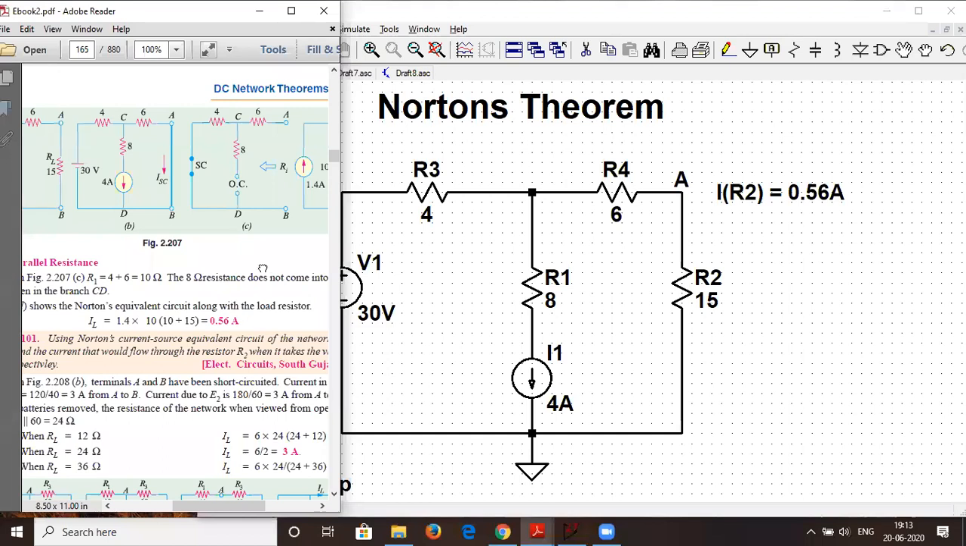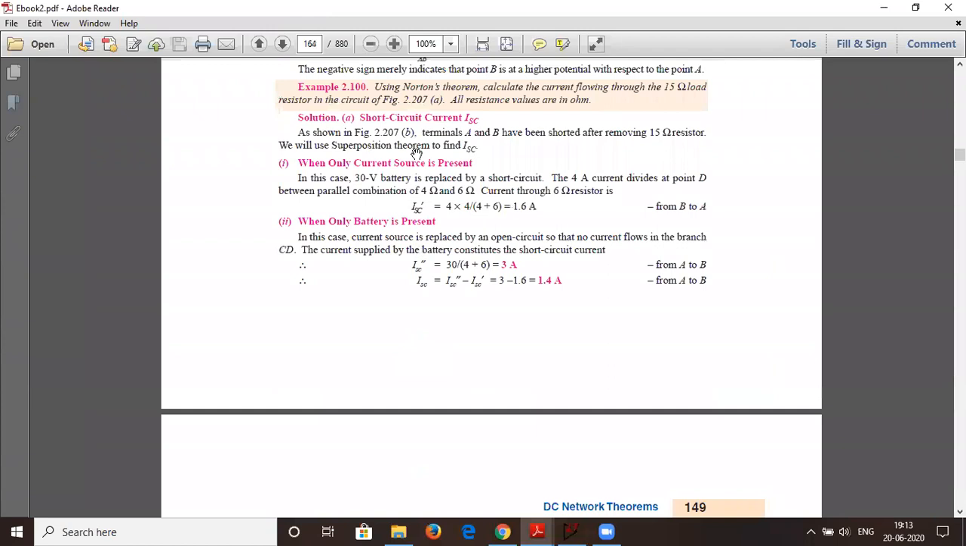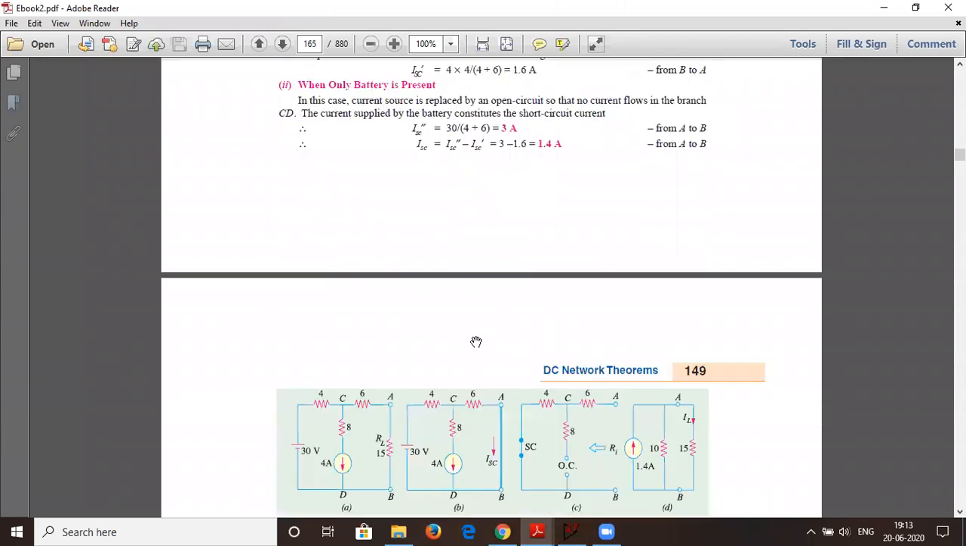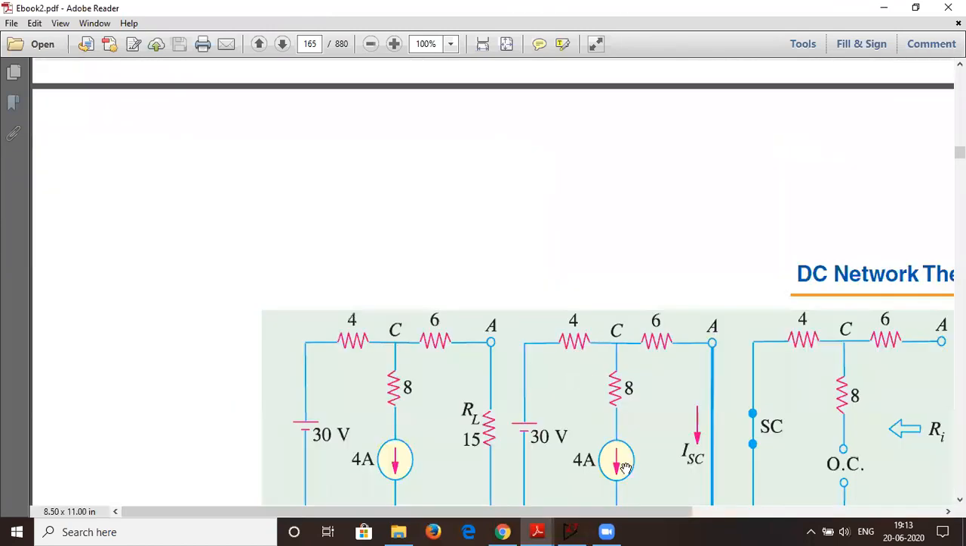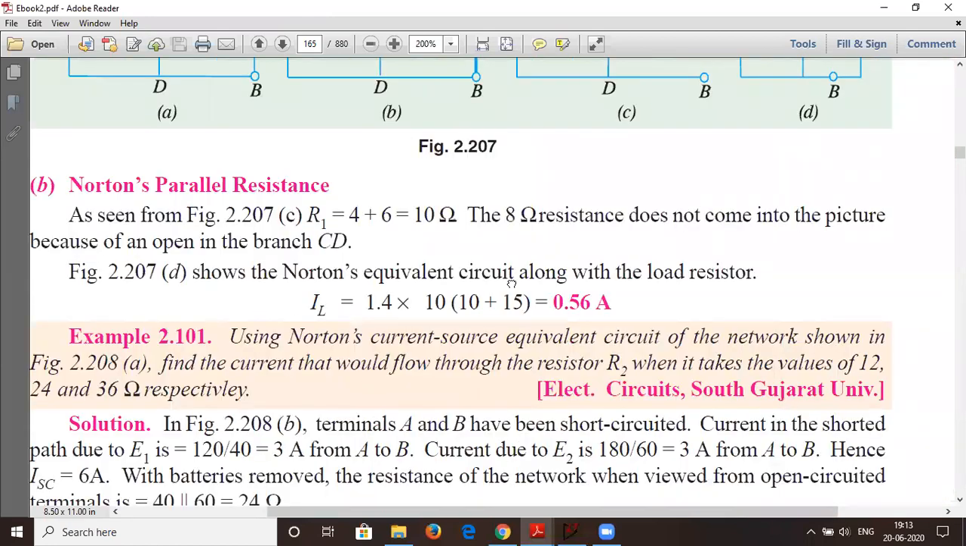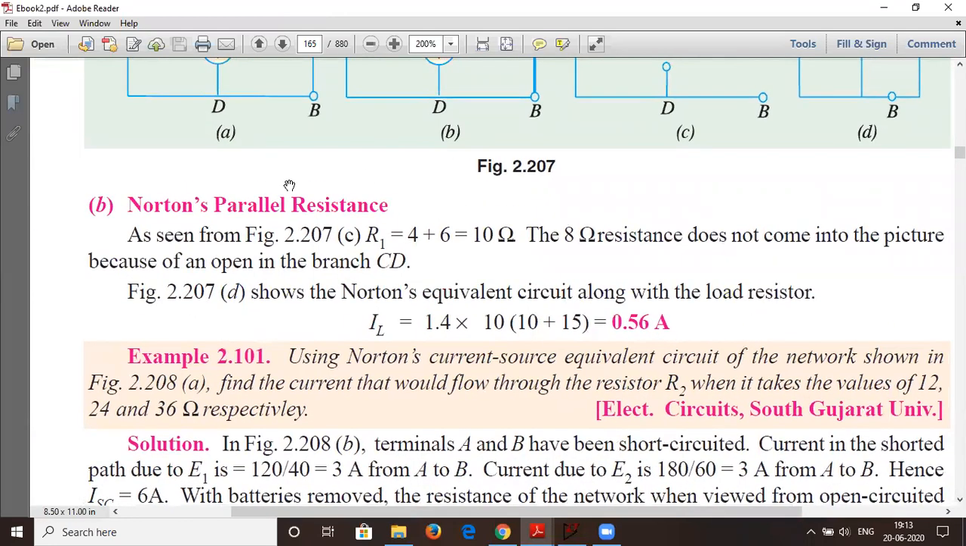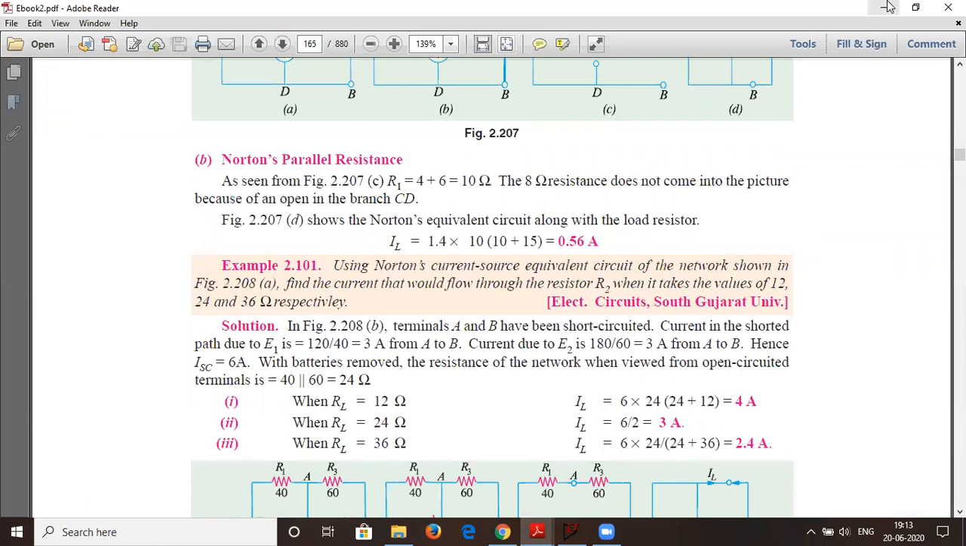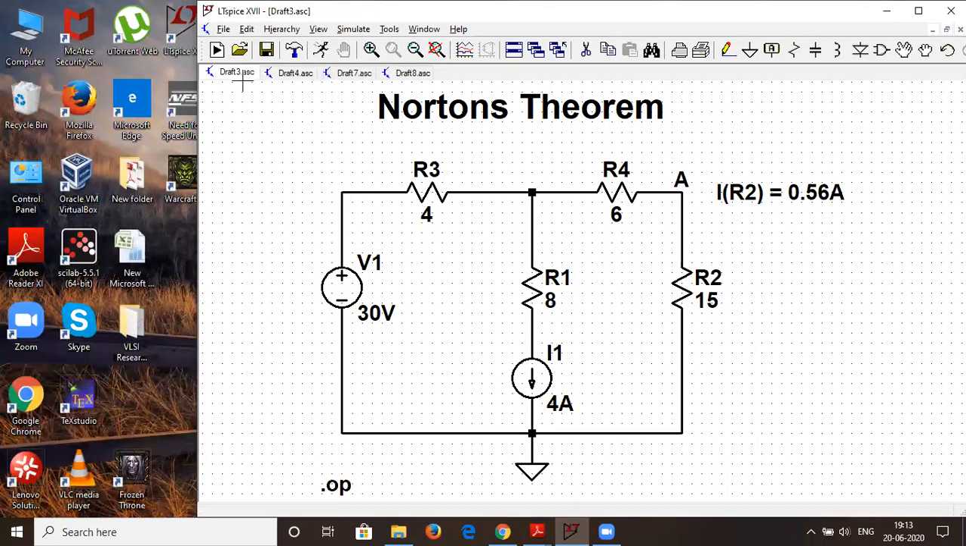And our theoretical calculations also showed the same. So theoretically, by solving this numerical, we have also got the value as close to around 0.56 amperes. So our analysis is correct. And so I'll revise this.